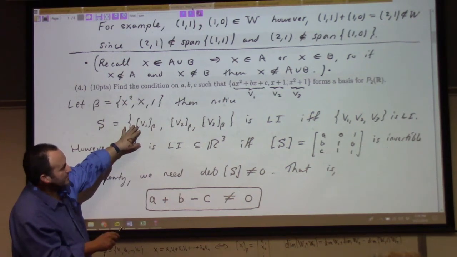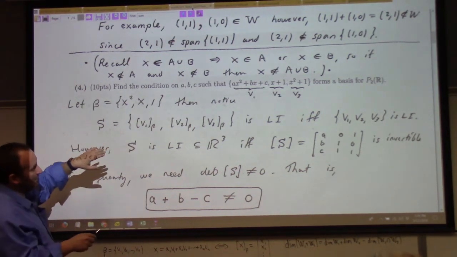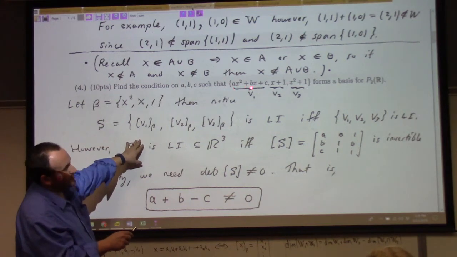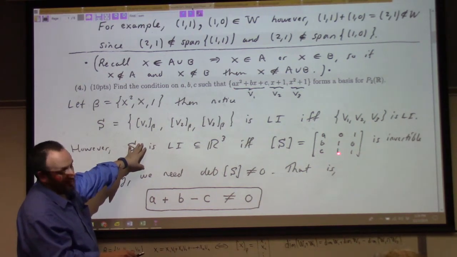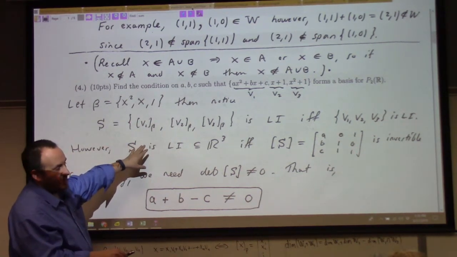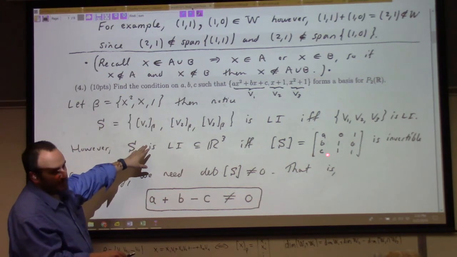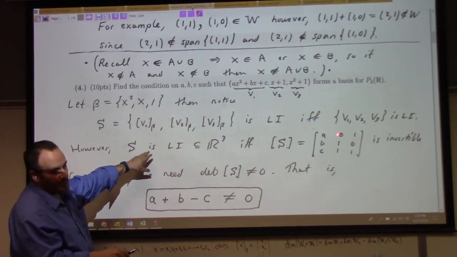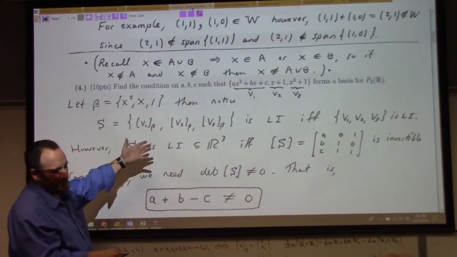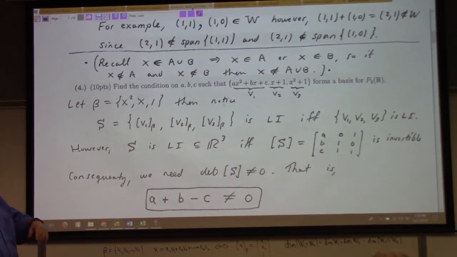In particular, the coordinate vector of ax squared plus bx plus c is (a, b, c). The coordinate vector of x plus 1 is that. The coordinate vector of x squared plus 1 is that. And so to get linear independence of the columns, that's tantamount to saying that that matrix is invertible, right? And to my taste, the easiest way to check on that is to calculate the determinant. Does that make sense?